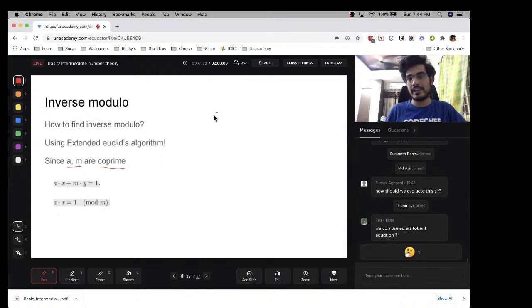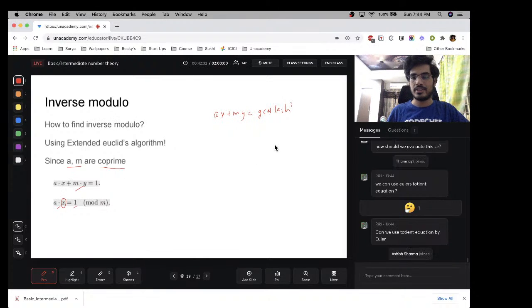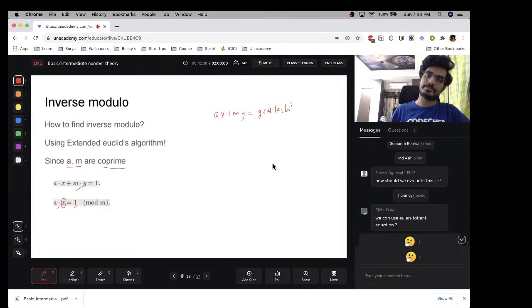Let's try to write AX plus MY equal to GCD of A comma M, right? If we take mod M on both sides, MY mod M is equal to 0, we get A into X equals 1 mod M. So X will be the inverse of A.